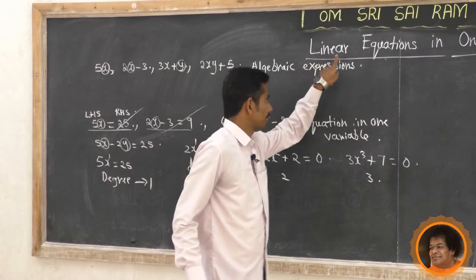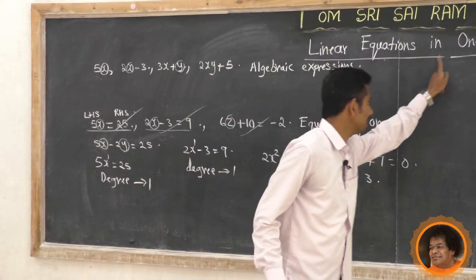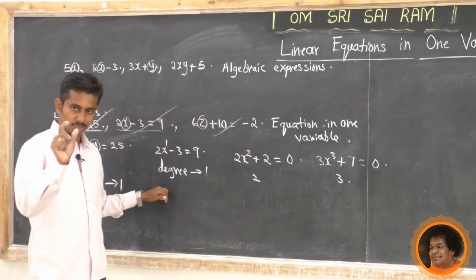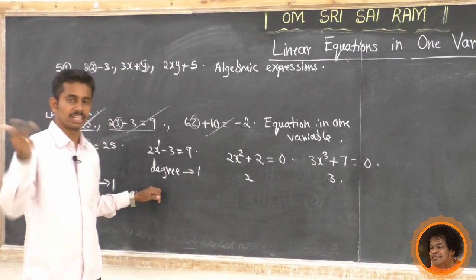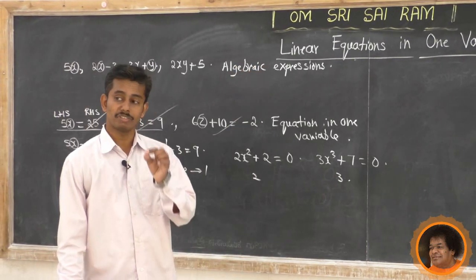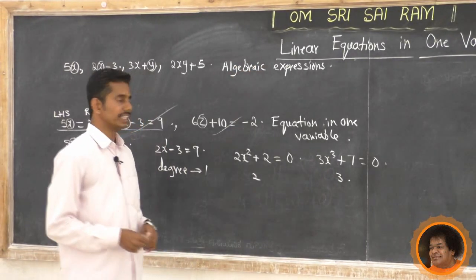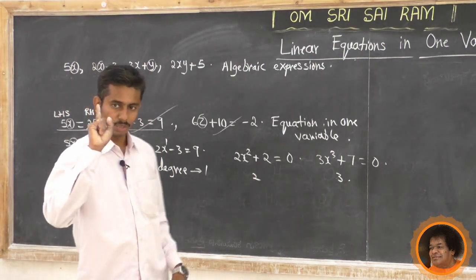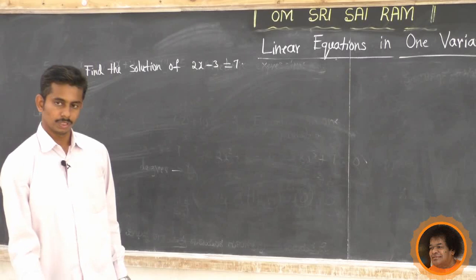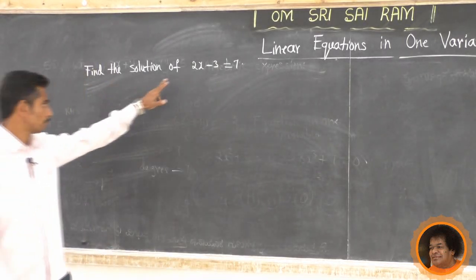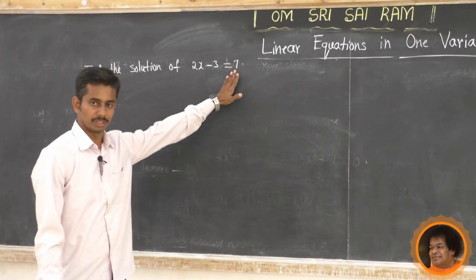Now we will study in this chapter linear equations in one variable. Equation means the equal symbol, the right hand and left hand side. Then why is it called linear? The highest degree of the equation is 1, then it is called a linear equation. One variable means the equation contains only one variable. First example, find the solution of 2x minus 3 equal to 7.